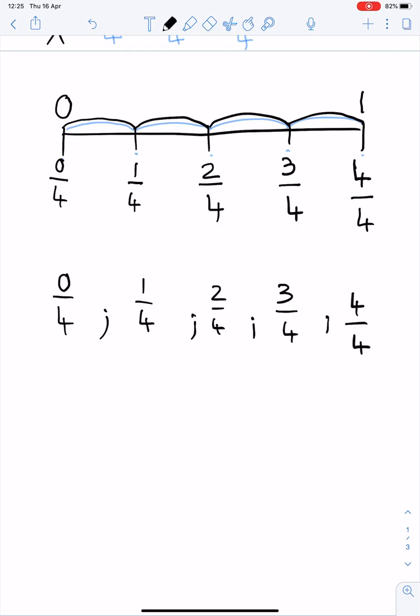Do you notice that 1 is the same as 4 out of 4? Because 4 out of 4 goes all the way from 0 to 1. It's one big hop. Now for exercise 63.2, they are asking you to count in different fractions. Don't be scared by bigger numbers. You just need to chop your number line into smaller pieces.